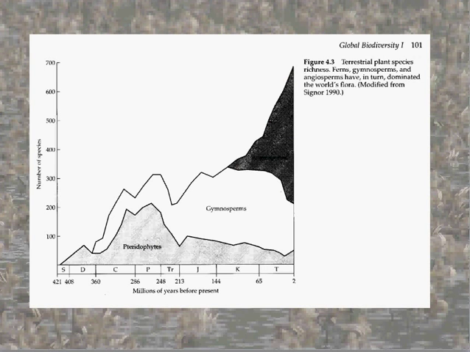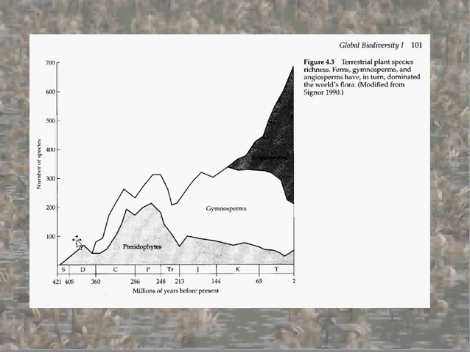Just to repeat what I showed you in the last lecture, this is a graph showing the numbers of terrestrial plant species fossils, from the Silurian up to the tertiary. So from about 420 million years to about 2 million years. And as you can see, there's a general increase in biodiversity over time.